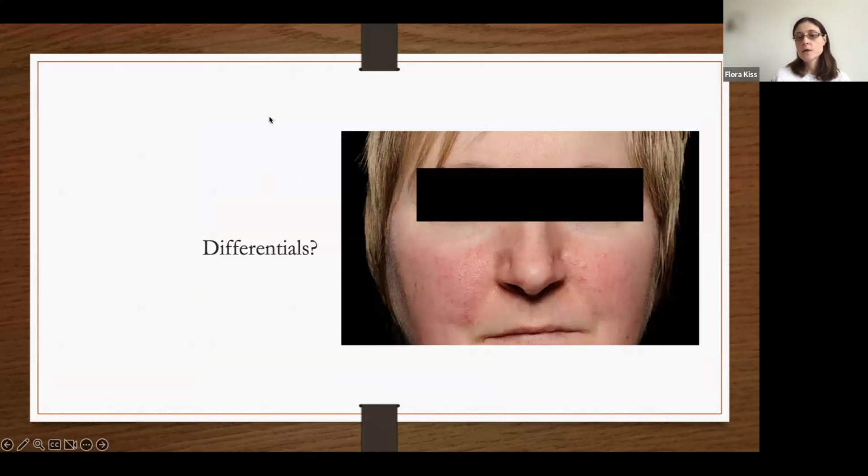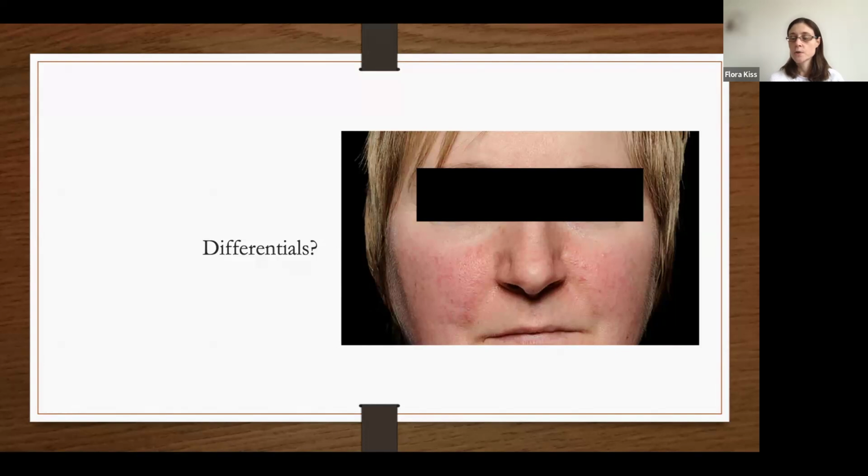Okay, so now the next case is not a very difficult one. You might have seen quite a few patients with this condition, which is a photoaggravated rash. So it's one that's not caused by sunlight, but it's exacerbated, it's worsened by sunlight, and this is rosacea.